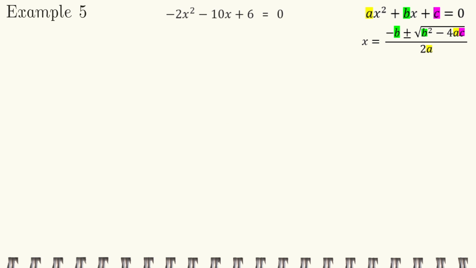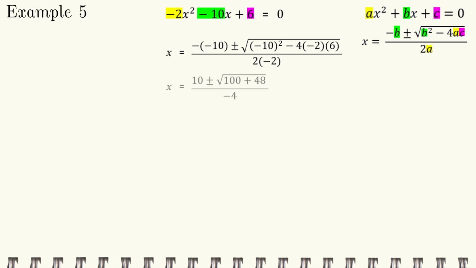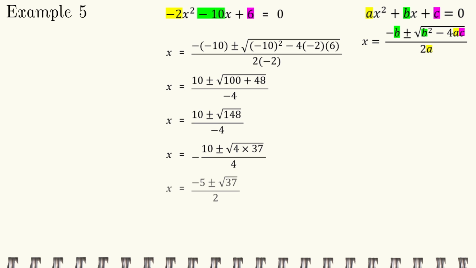The next one is negative 2x squared minus 10x plus 6 is equal to 0. Pause, solve, and come back when you're ready. In this scenario, a is equal to negative 2, b is equal to negative 10, and c is equal to 6. We plug this into our quadratic equation and solve. Once again, the value inside our square root, in this case 148, can be broken down into 4 times 37. The square root of 4 is 2, which we take out and we simplify.